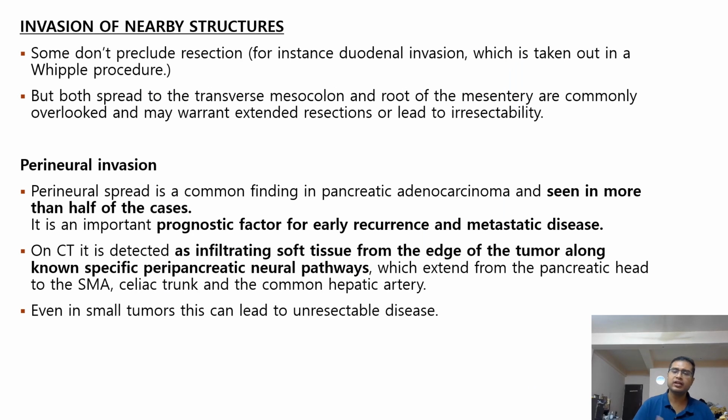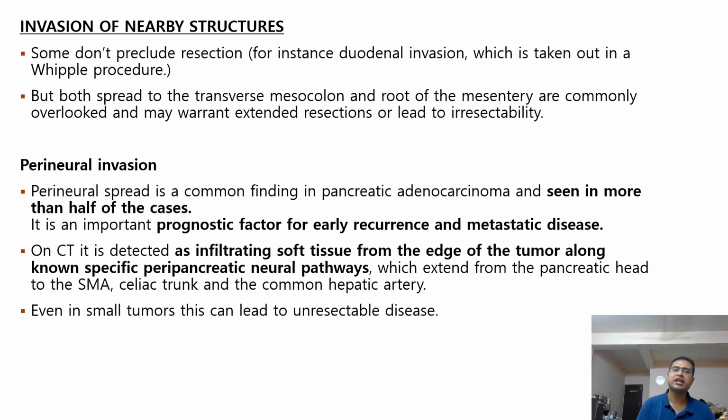So then coming to another important criteria for resectability, that is invasion of the nearby structures. Some structures which are present in the vicinity of the tumor, like duodenal invasion, do not preclude resection because it is usually taken out in Whipple's procedure. But gastric invasion is definitely suggestive of unresectability.